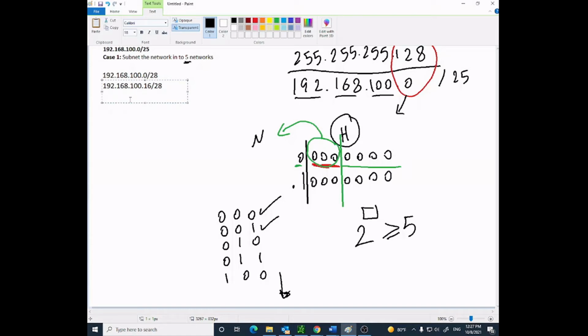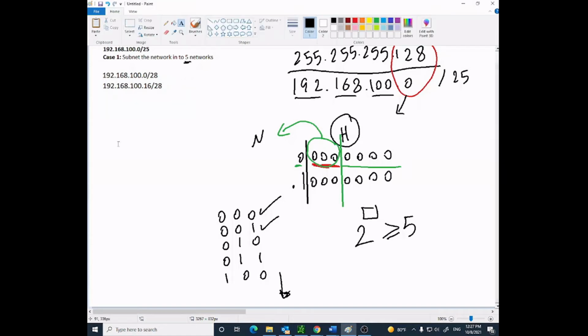Now the third one I am going to use is basically this one. I think that's not 30. No, I made a mistake. This is 32. Wait, no, it's 16, sorry. Because here, this is 0001, so it is 16.